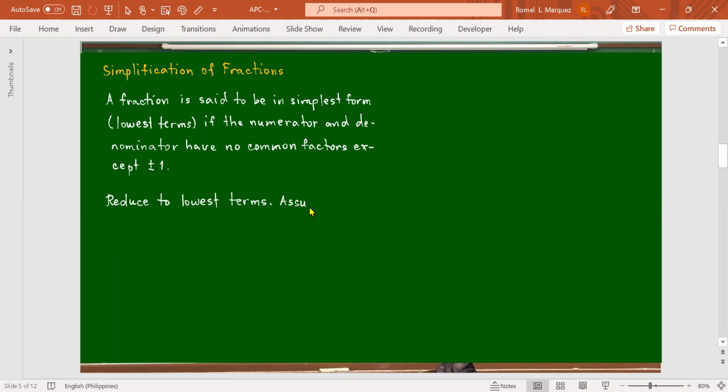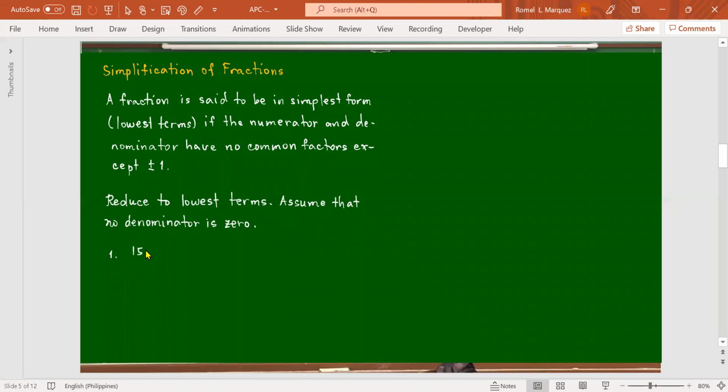Assume that no denominators are 0, okay? With that assumption. Get it, guys? So again, assume that no denominator is 0, meaning no variable will have a value that will make the denominator 0. Is that clear, guys? Okay, number 1.